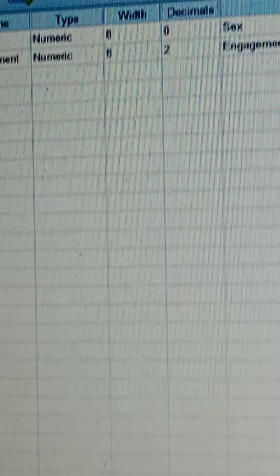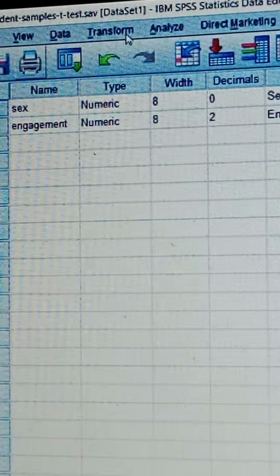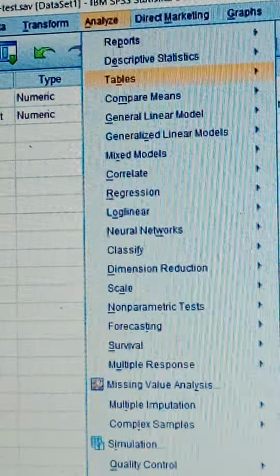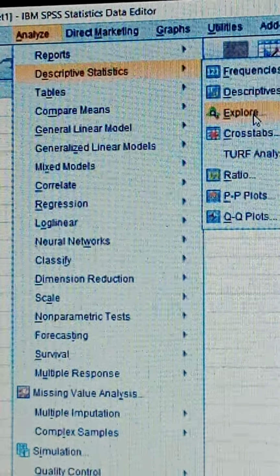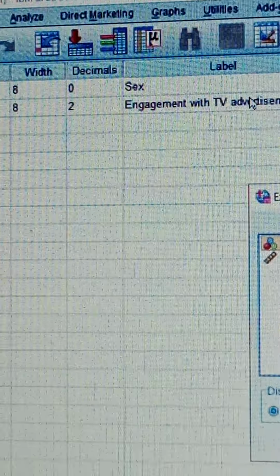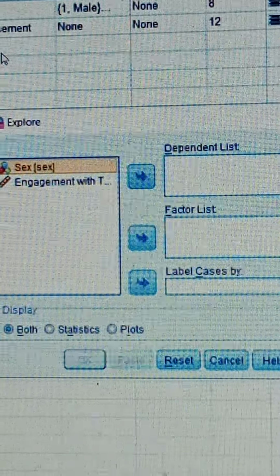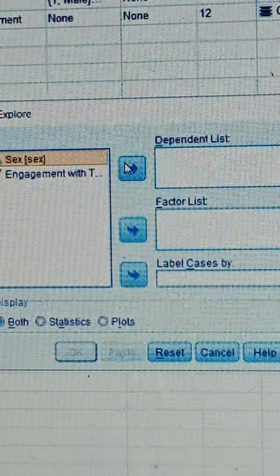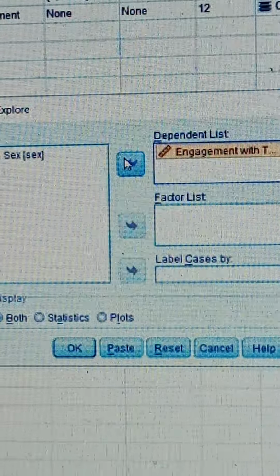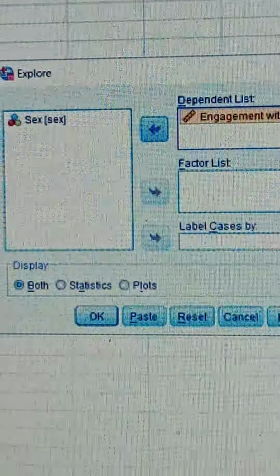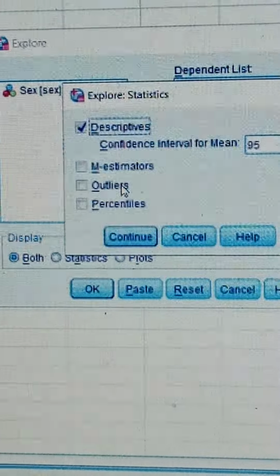Now the next one is the outliers. When you say outliers, we look at it by using the Explore option in SPSS, just like what we did in the Pearson test earlier. And then what we're going to do is look at the engagement variable to see if there are outliers in it. So under statistics, we click outliers because we want to find out.